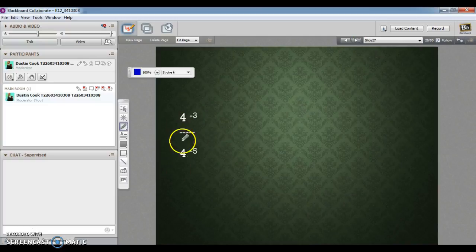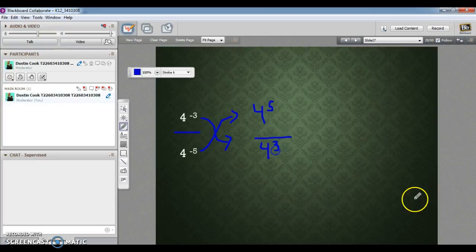So on this one, we have negatives. Pretend this is a fraction. We have 4 to the negative 3 divided by 4 to the negative 5. These just get flipped. So that one goes here, and this one goes here. And we get 4 to the positive 5 over 4 to the positive 3. So you just flip them. That's pretty simple. If you see a negative, you flip it.